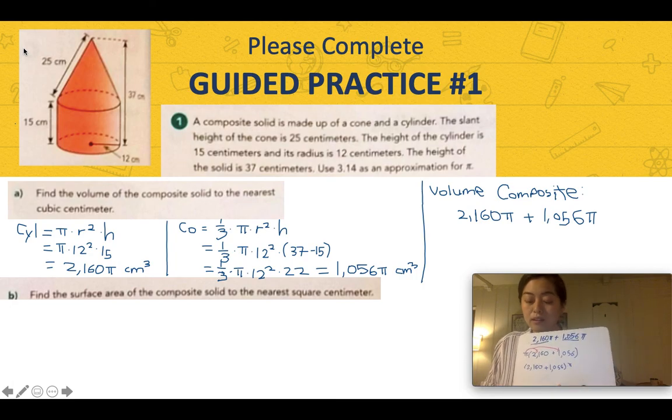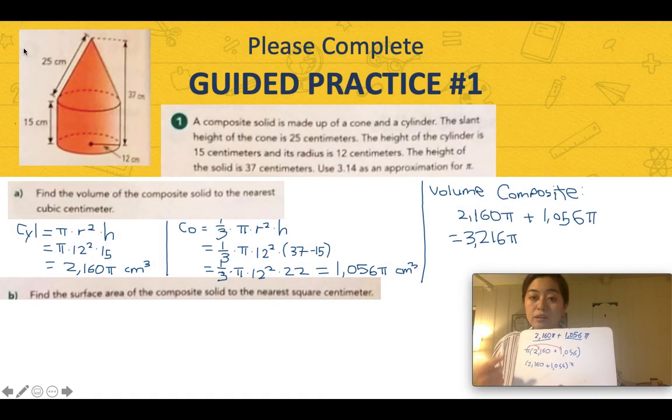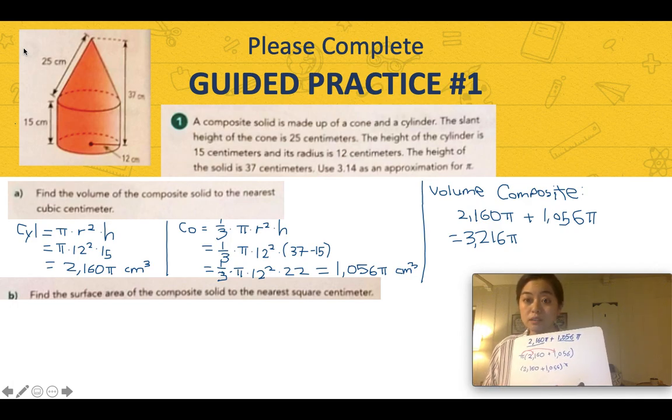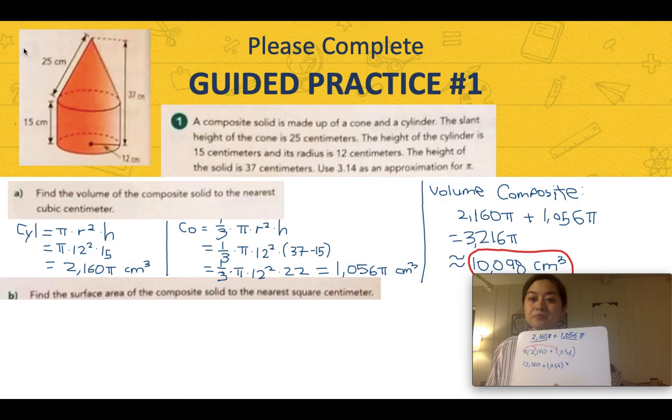And then I just added the numbers inside the parentheses. That'll become 3,216 pi. Okay. Now this is where I can multiply by 3.14. Okay. And then that'll become 10,098 cubic centimeters because we're talking about volume, which is in cubic centimeters.